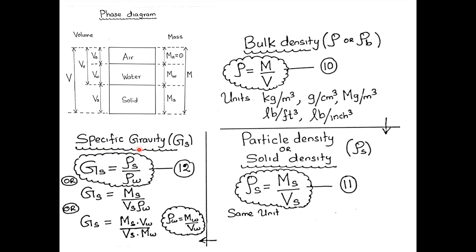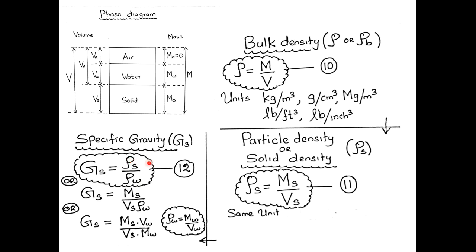Specific gravity Gs is defined as solid density over water density. Gs is equal to rho S over rho W. This is not bulk density. Carefully, this is a particle density. Equation number 12. Specific gravity is equal to rho S over rho W.